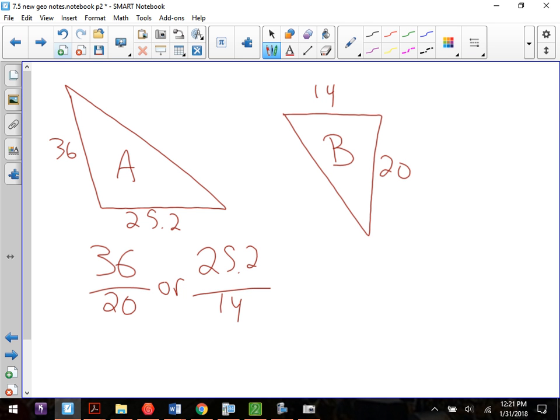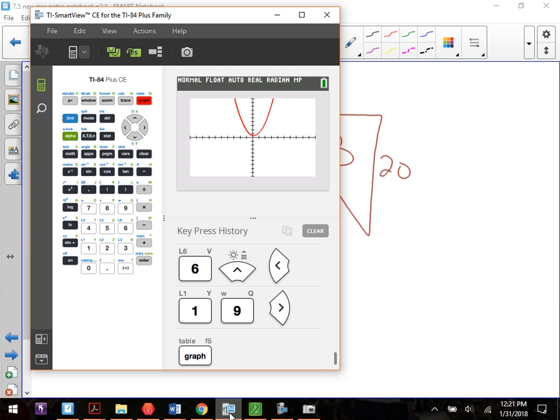Either one of those will simplify to give you the same scale factor. I do want to show you one thing with the multi-views. If you chose to use 25.2 over 14, if you do that in the calculator, try that with the fraction bar real quick.